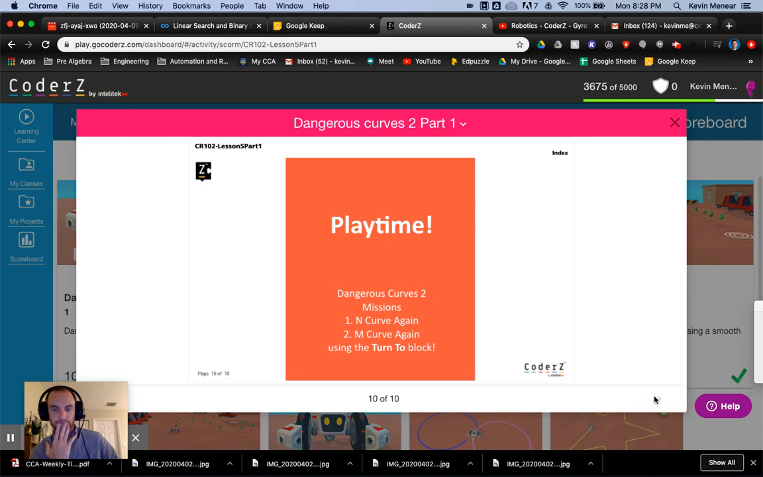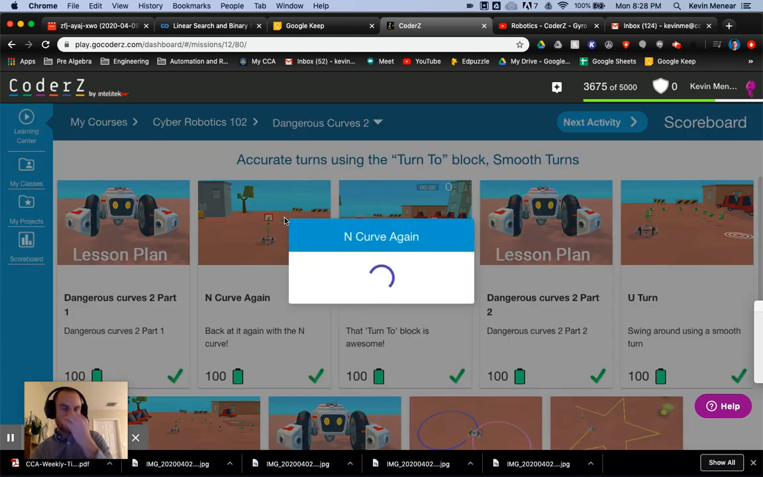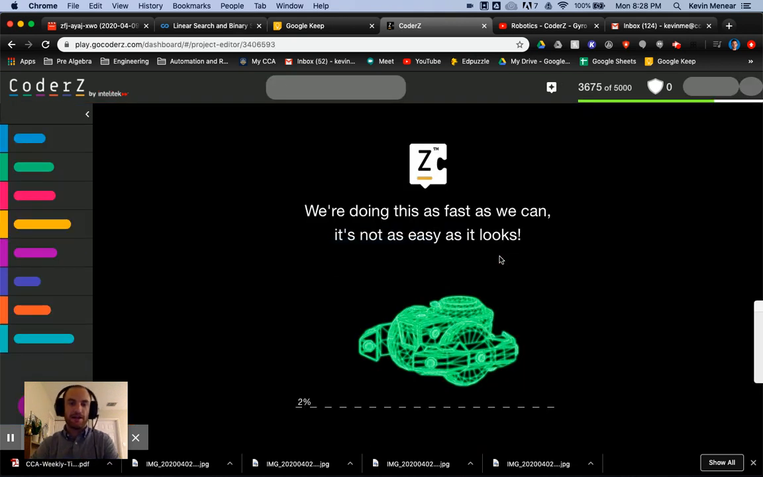Awesome. Cool, playtime. All right, let's do it. So let's take a look at N curve. I'm probably just going to skip over M curve because I'm not going to have you guys do that one.